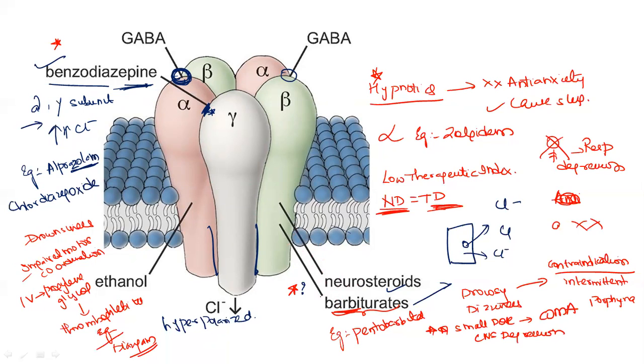Now coming to barbiturates, what happens over here is the normal dose is nearly equal to the lethal or toxic dose, and that's because it has a very low therapeutic index, and a very small dose can lead to coma. That's why it is not used. Hypnotics do not cause any anti-anxiety effects, they just cause sleep.